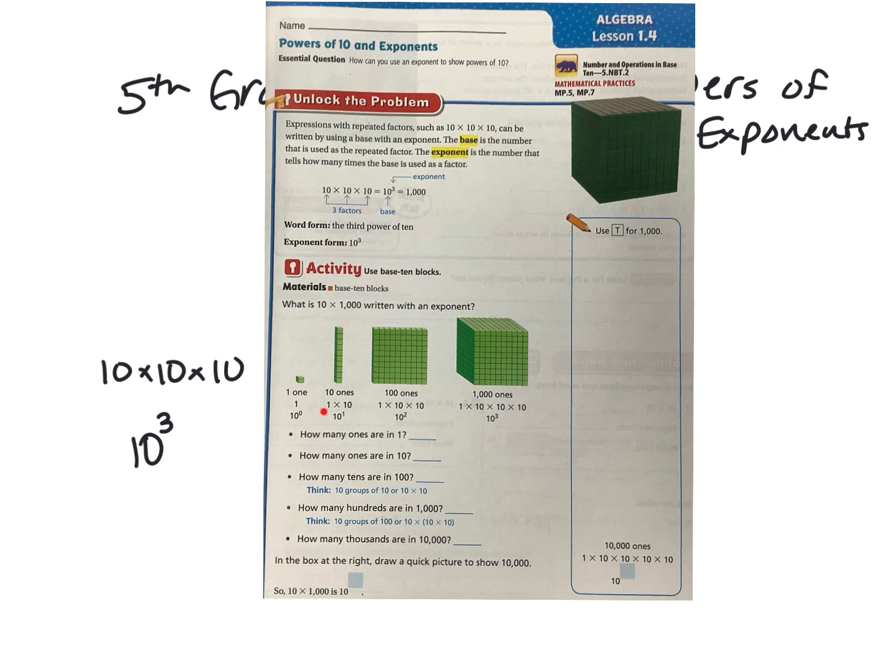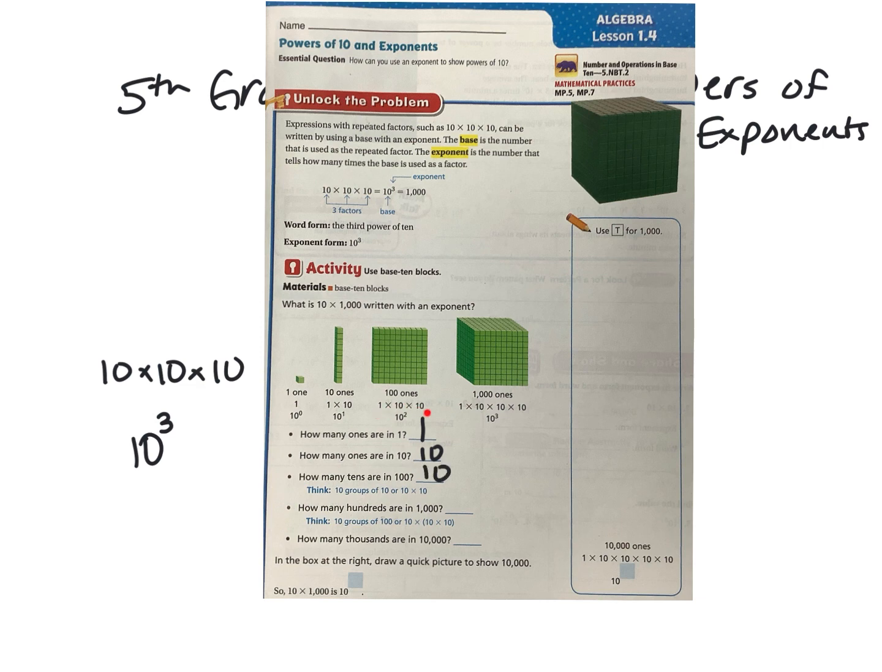Now we have 10 ones. That's 1 times 10. That's one set of tens. So that is 10 to the power of 1. How many ones are in 1? There's just one in 1. How many ones are in 10? There's 10 ones in 10. How many tens are in 100? There's a 100 flat, and there are 1, 2, 3, 4, 5, 6, 7, 8, 9, 10 tens in 100.